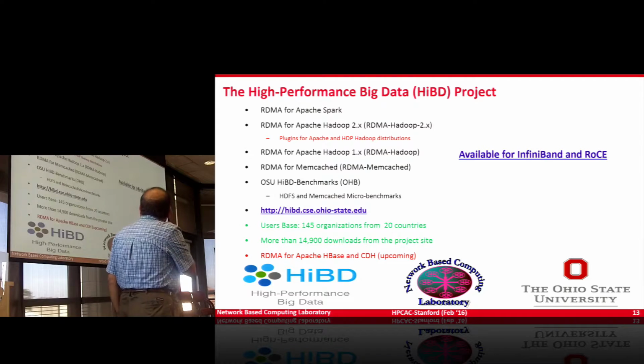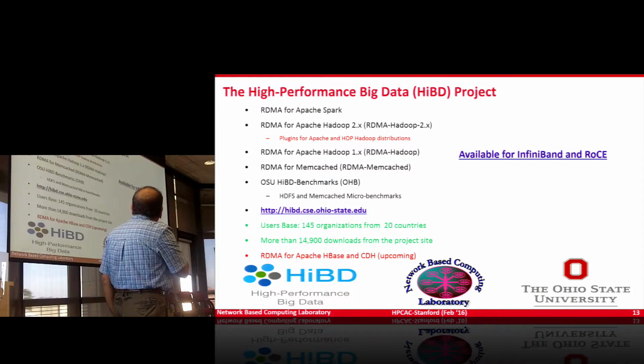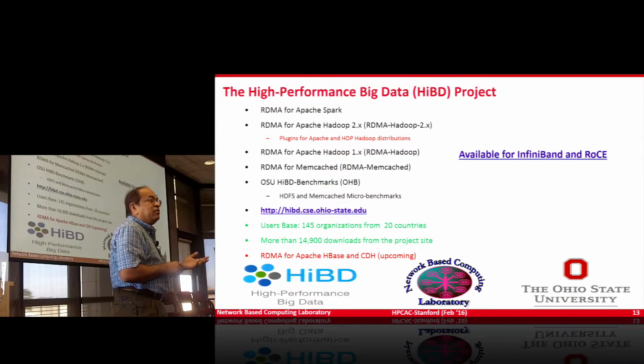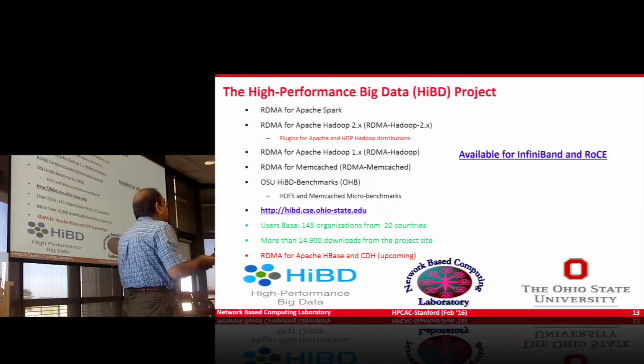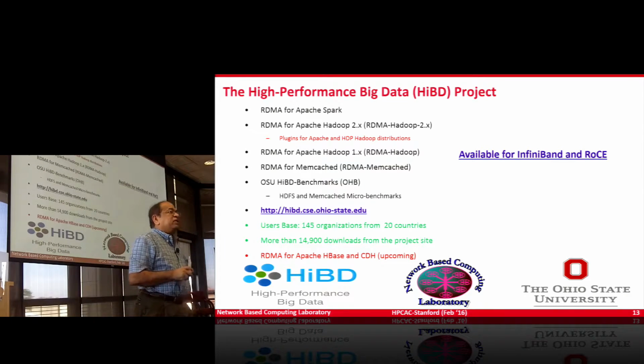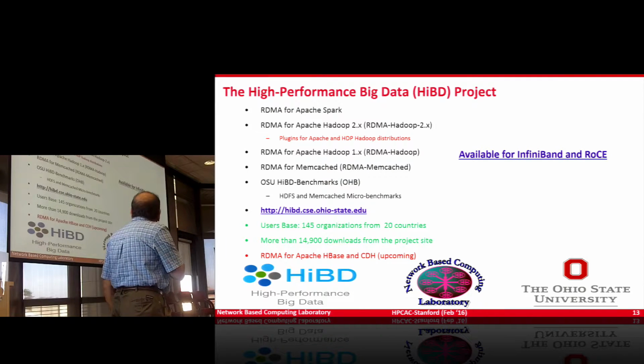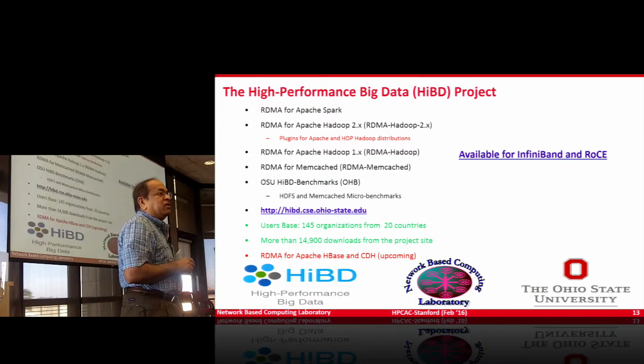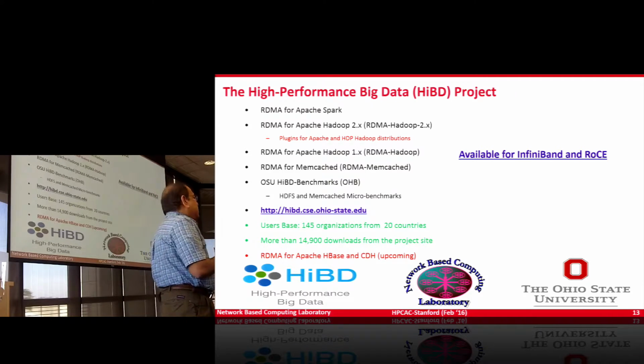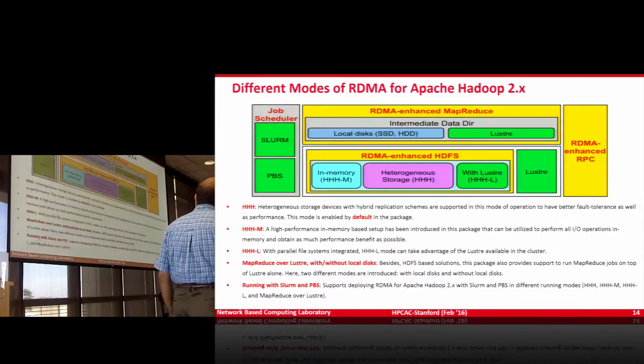We also have RDMA for Memcached, and just like the MPI project, we have been pushing a lot of micro-benchmarks, so that people can evaluate not only our stacks but everybody else's stacks, and see where the benefits are coming from. This has been about 18 months since we started making this available to the community, and so far around 145 organizations are using it. We have very close to 15,000 downloads from our site itself. The packages people are using.